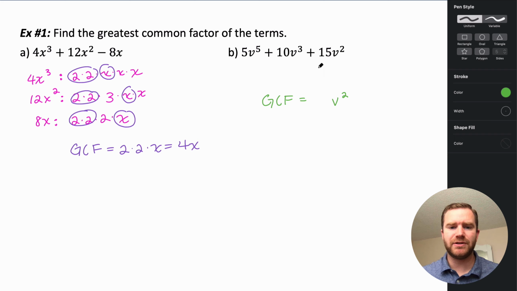Now, are there any numbers that all of these are divisible by other than 1? Well, 5 is divisible by 1 and 5. 10 is divisible by 1, 2, 5, and 10. And 15 is divisible by 1, 3, 5, and 15. The one number that all of these have in common, other than 1, is 5. So 5 is the biggest integer that will go into all of those. So 5v squared is our greatest common factor.